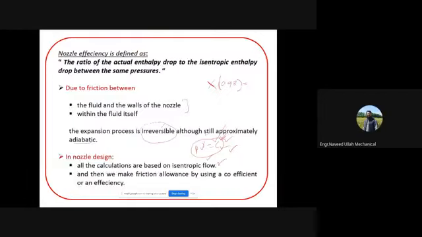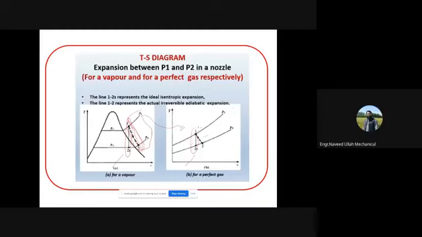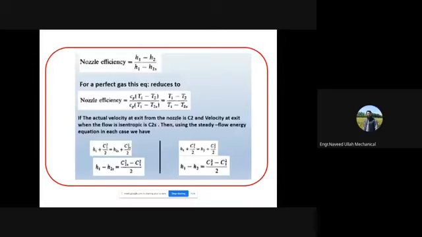And what is the nozzle efficiency then? That is the actual enthalpy drop divided by the isentropic enthalpy drop. So here, for example, if you have H1 here as enthalpy, and you have H2 here, and here you will have H2s, based on these three you can get this. So H1 minus H2 is your actual enthalpy drop, and H1 minus H2s is the isentropic enthalpy drop.